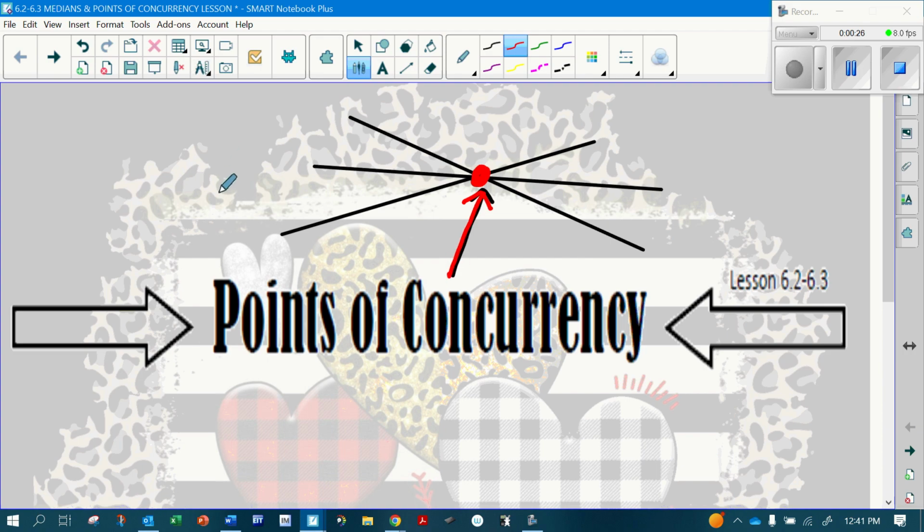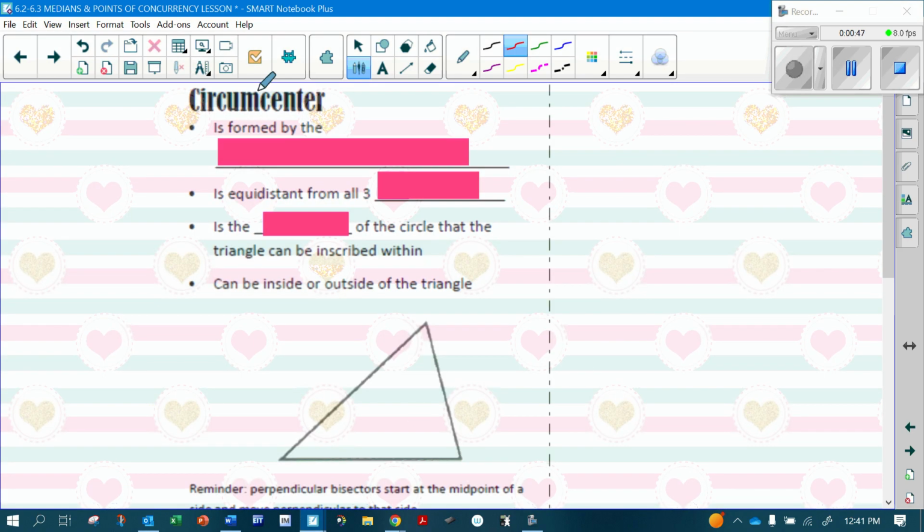And since we have altitudes, that means if we have a triangle, then there are three altitudes because there are three sides. There are three medians because there are three corners. So in a triangle, there's going to be three of every single special segment, and they each have their very own point of concurrency. So let's look at the circumcenter.